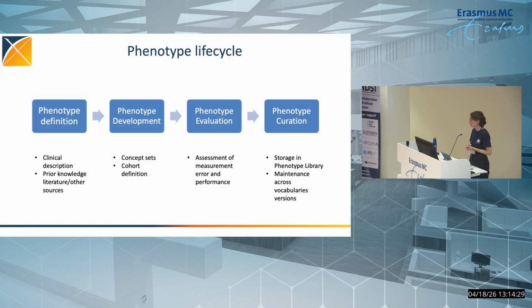Then we can use it, and then the last step is to store this phenotype. As I said, we want to create standard phenotypes that can be reused for future research, so we have to store this phenotype in the library, and we also have to take into account that this phenotype has to be maintained. For example, today you are creating a phenotype for type 2 diabetes, and you will be creating some code list with the current vocabulary version of April 2026.